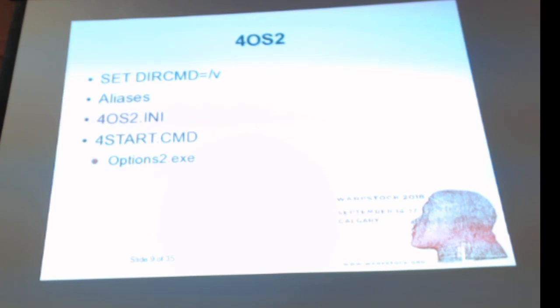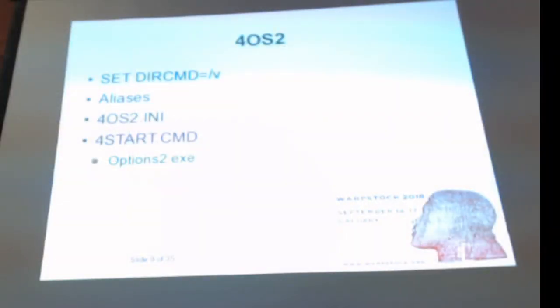You have a 4OS2 INI and a 4START CMD. The INI sets up a bunch of different parameters. And if you run options2.exe, it gives you a GUI front end to it. So you can add aliases into that that always get loaded. You can also add aliases into 4START command. Or you can have it load a separate alias file, which you create.